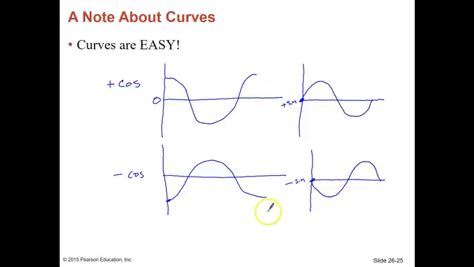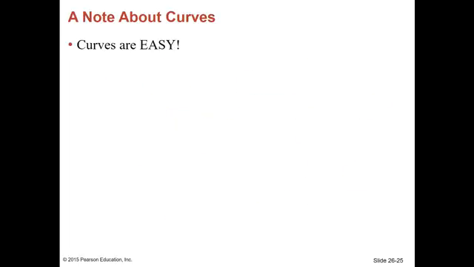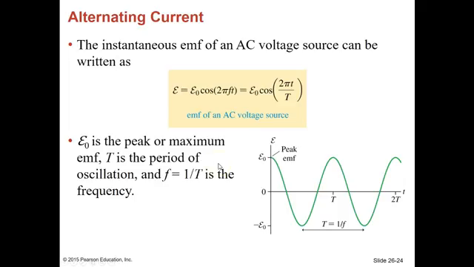So these are the curves that we can kind of talk about. If we go back to the previous slide, this is a positive cosine curve, and if you notice, that's what the EMF is doing. So we're starting here at this peak EMF. It is a positive cosine, comes down, comes back up.